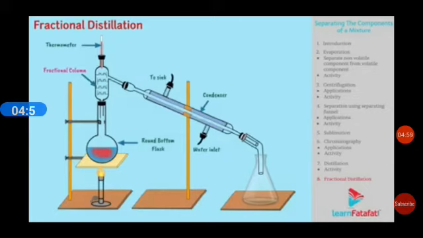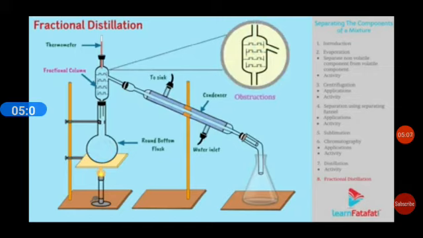Due to low difference in boiling point, both liquids evaporate simultaneously and face obstructions in fractional column. Due to obstructions, liquids with high boiling point condenses down in the flask and liquid with low boiling point reaches the condenser and is then collected in container. Hence liquid gets separated.